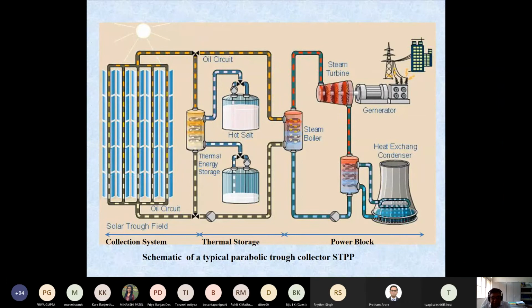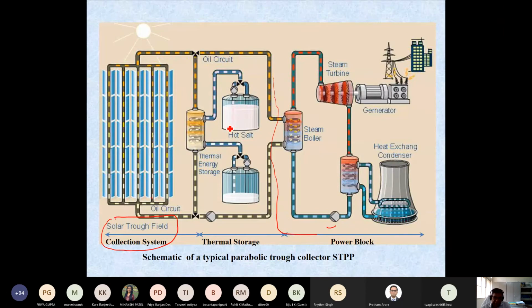So here also, instead of the boilers and using the conventional fuel, we just heat the water and generate the steam by using the concentrating type solar collector. So the only system which you have to design is this collection system. Otherwise, this power block will be the same as you have in a conventional thermal power plant.